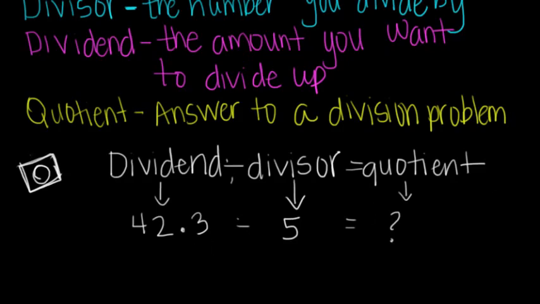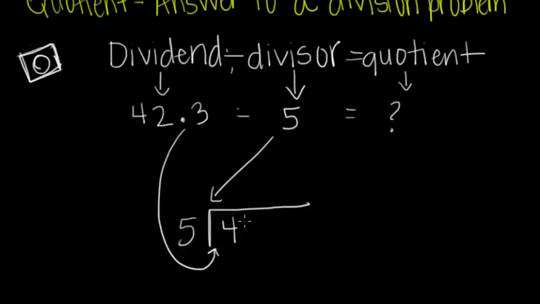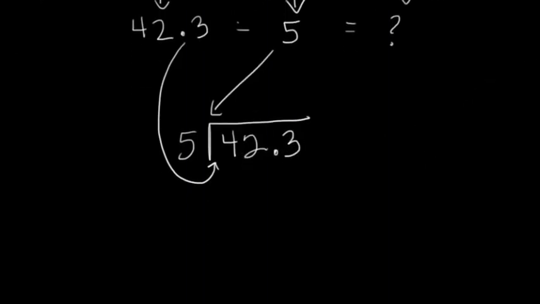Alright, this is how you would set the problem up. The divisor is the one that goes what we call outside the house, or the donkey. The dividend, what we're used to saying, goes inside the house. So you're dividing 42.3 up by 5. Alright, this is going to be our first example. We're going to go ahead and jump right into what you do when you're dividing with decimals here.